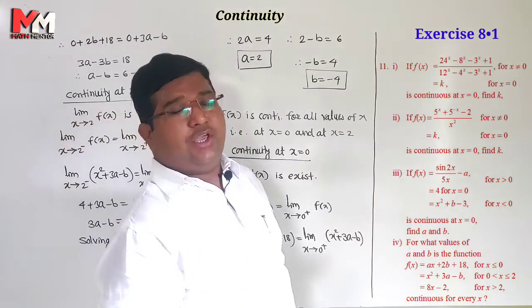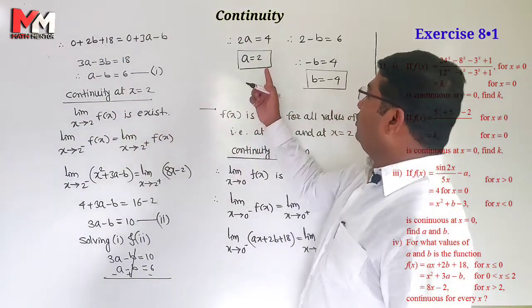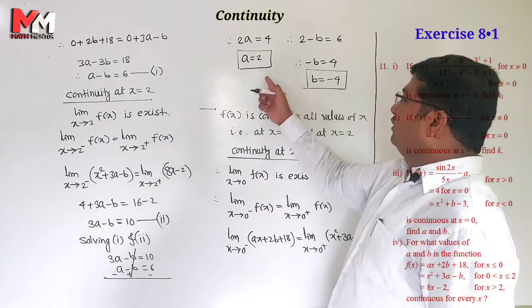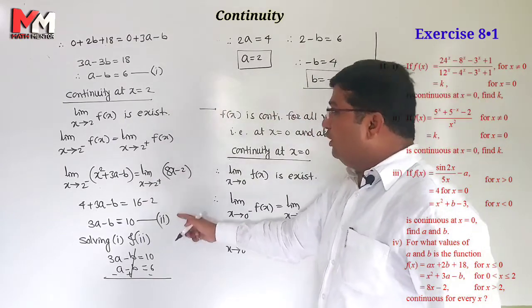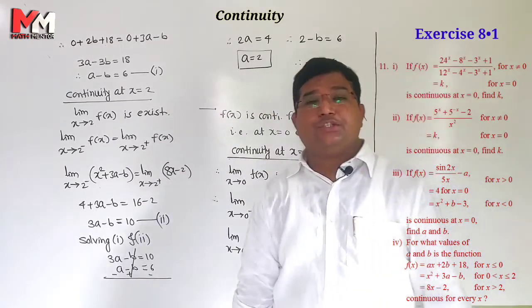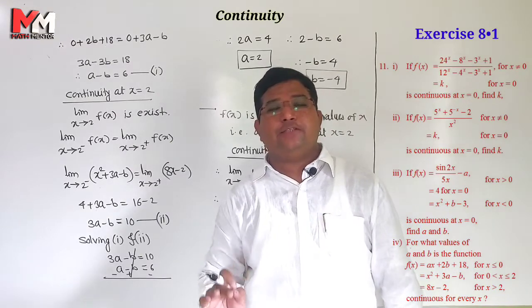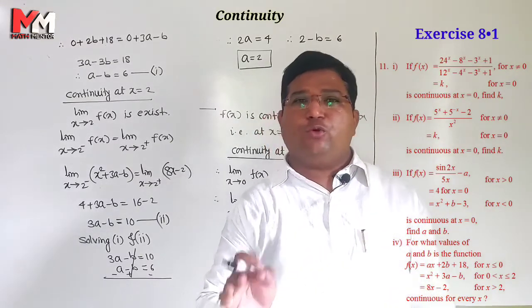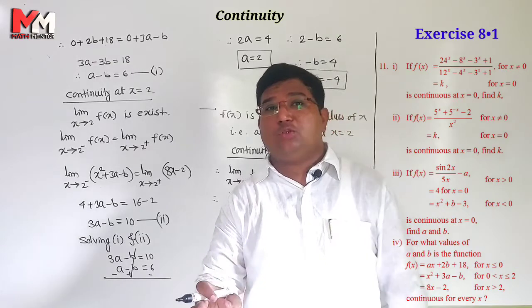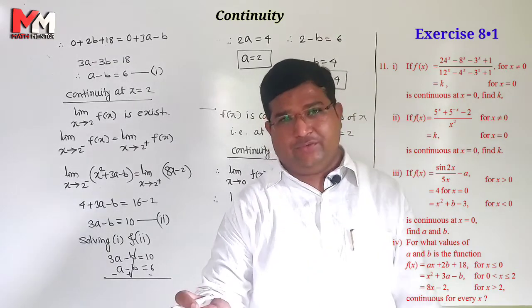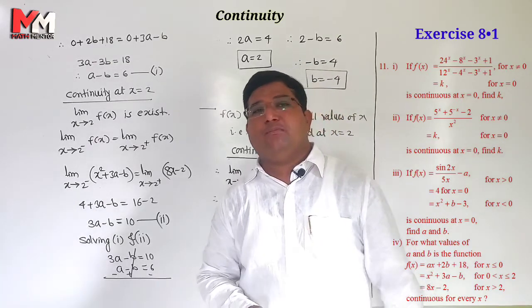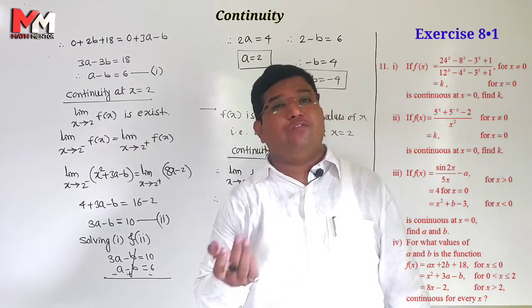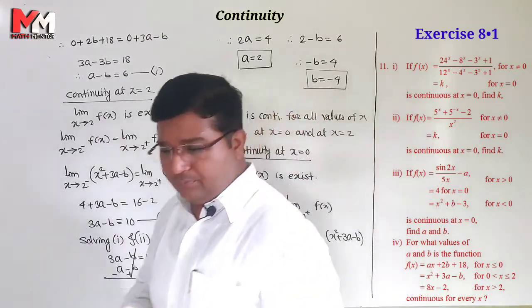So cross check किया, correct answer है. a is equal to 2, b is equal to minus 4. दोनों वैल्यू इस इक्वेशन में पुट करो, डेफिनेटली क्रॉस वेरिफिकेशन हो जाएगा. So this is the answer of example number 4 of question number 11. For what values of a and b the function is continuous, right? It's a very simple process to find the values of a and b. Okay, next.